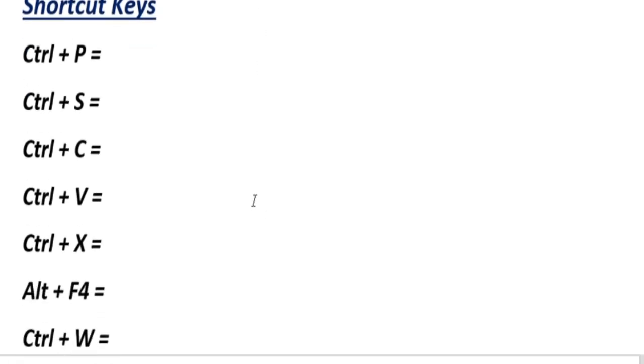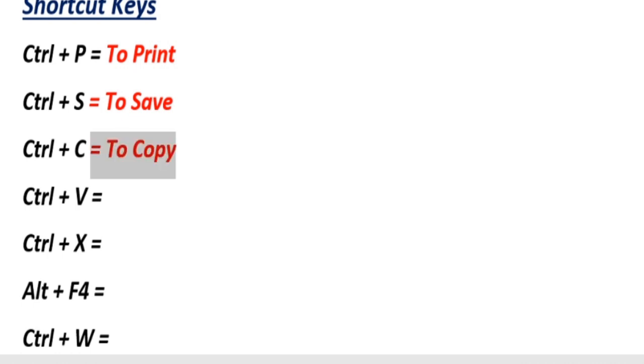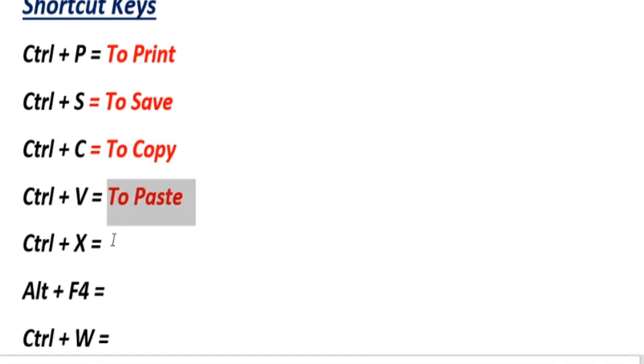And now shortcut keys. Ctrl plus P to print. Ctrl plus S to save. Ctrl plus C to copy. Ctrl plus V to paste. Ctrl plus X to cut.